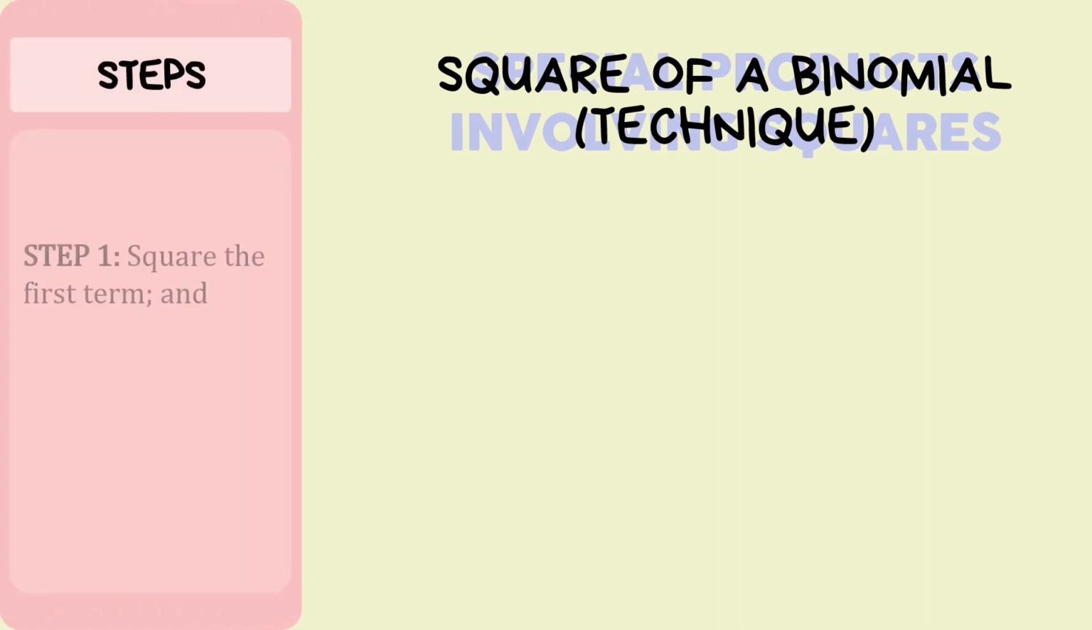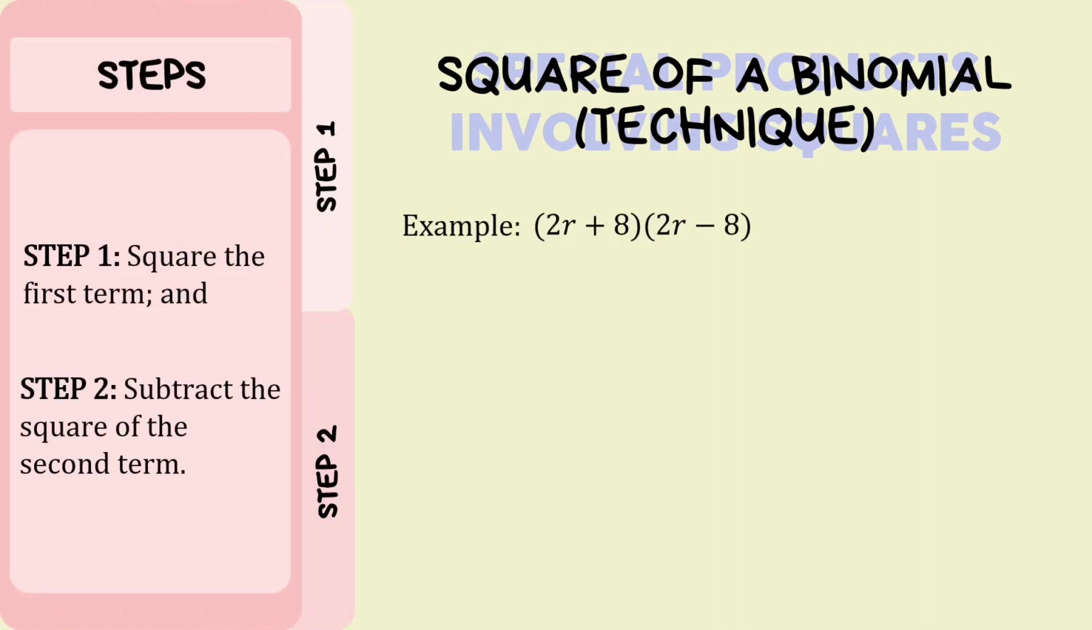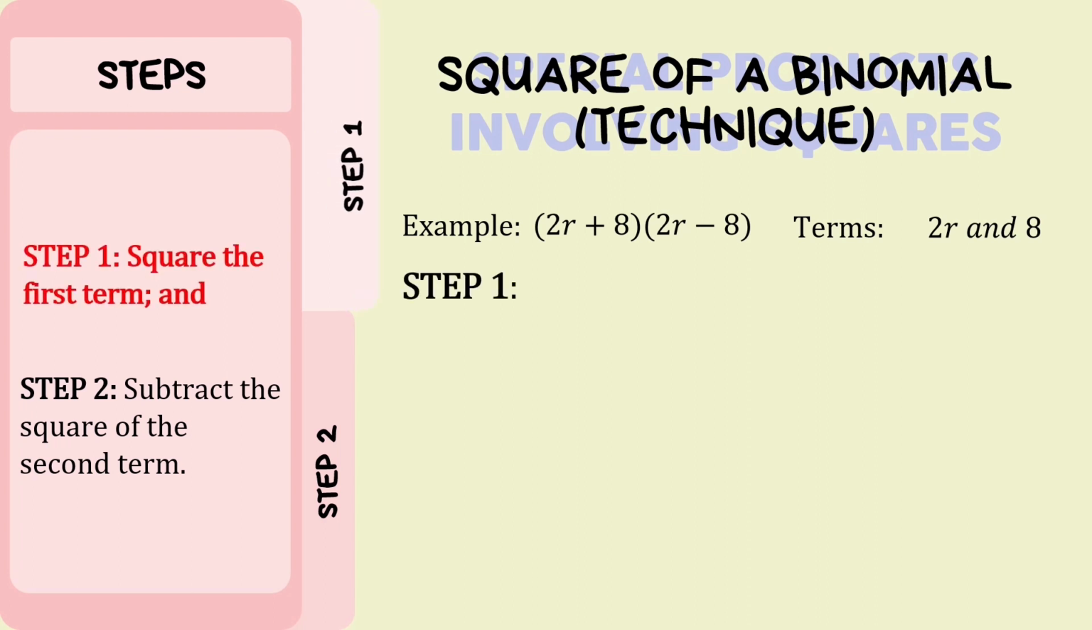We are given 2r plus 8 and 2r minus 8. What are the terms? The terms are 2r and 8. Step 1. Square the first term. The square of 2r is 4r squared. I'm hoping you already understood that.